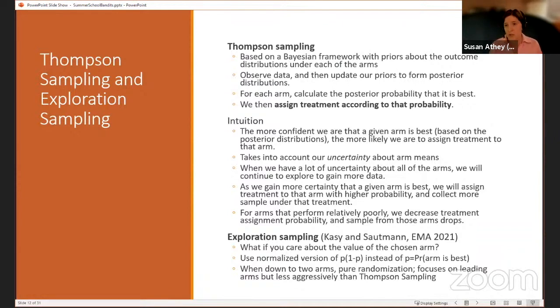And what they show is, under some conditions, something that does well for that objective is to use, instead of the probability that you're best, p times 1 minus p. And then you have to normalize so the probabilities add up to 1. So instead of just assigning in proportion to the probability that one arm is best, you assign in proportion to p times 1 minus p. Just to think about what that means, if you're down to 2 arms, then p times 1 minus p is going to be the same for both arms.